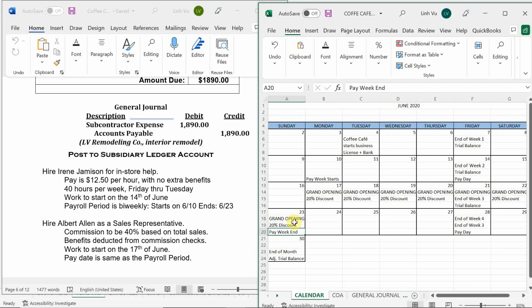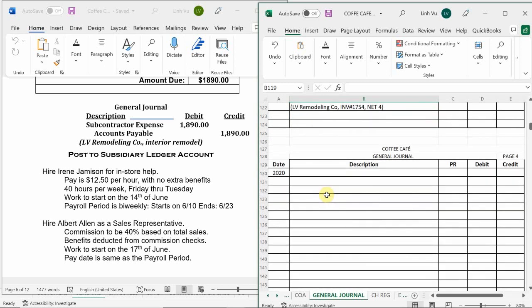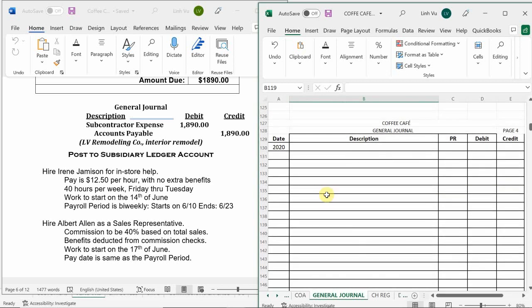Okay, so that's exactly what we're doing here. We hired her for $12.50 per hour. So what do I do with this right here? How do I record this transaction? How do I record that I hired Irene?